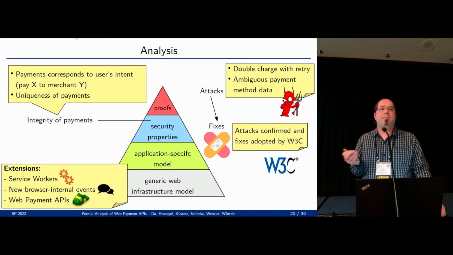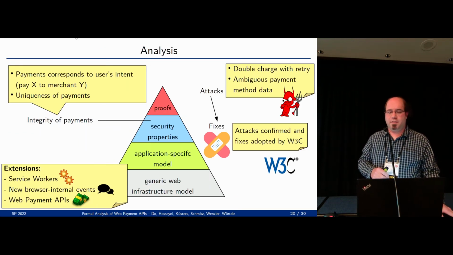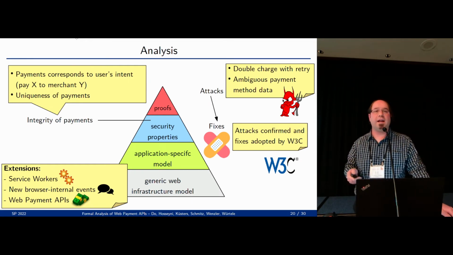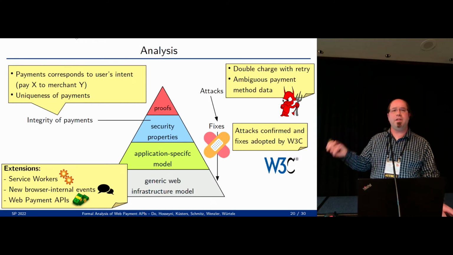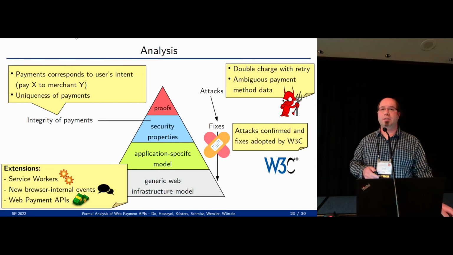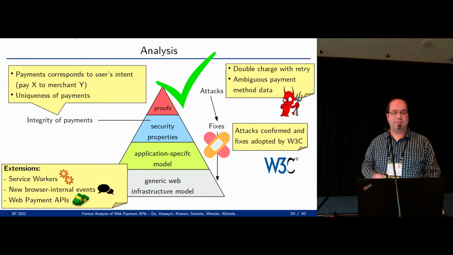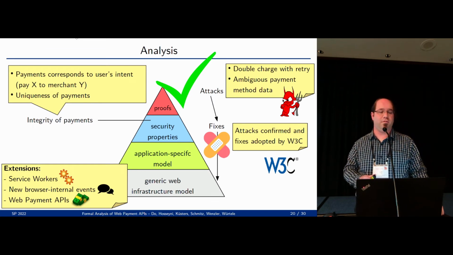So, as I mentioned, we reported these findings to the W3C. They confirmed the findings. They adopted the fixes that we proposed, and we then reflected these fixes back in our model and ran the proof again. And this time the proof went through. So actually the integrity of payments properties hold true for the fixed model.